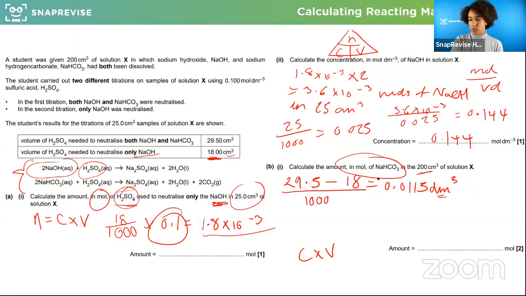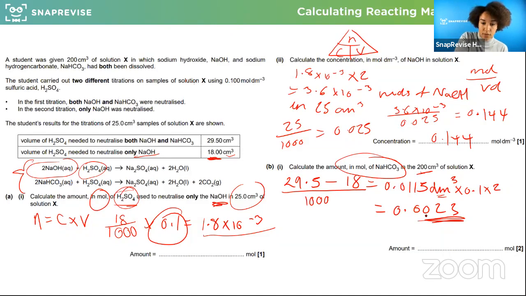Yeah, we're going to times by 2. Times them together. Yeah. Cool. So what I'm going to do is times this by 0.1. I'm also going to times this by 2, which is going to give us 0.0023. So at this point, we still have more to do, right? Because this is the value for 25 centimeters cubed, not for 200 centimeters cubed like we want, right? So what are we going to do? How do we get from 25 centimeters cubed to 200?